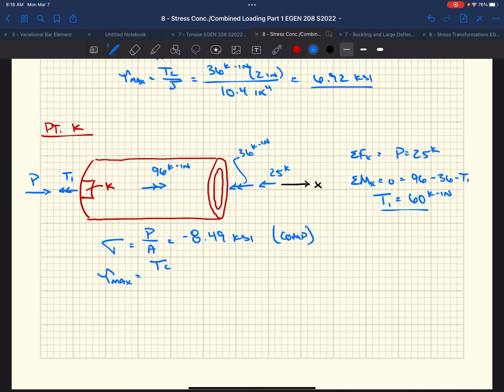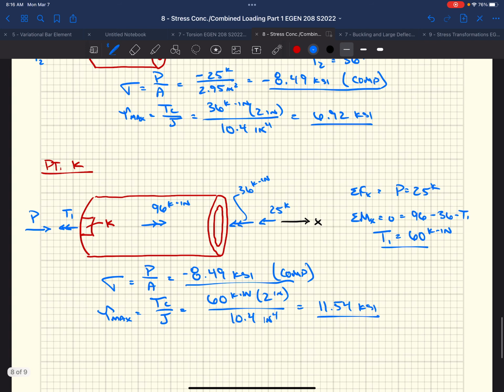Tau max, TC over J. Now we have 60 kip inches times 2 inches, right? That's the max radius, divided by J, which is 10.4 inches to the fourth. We get 11.54 KSI.